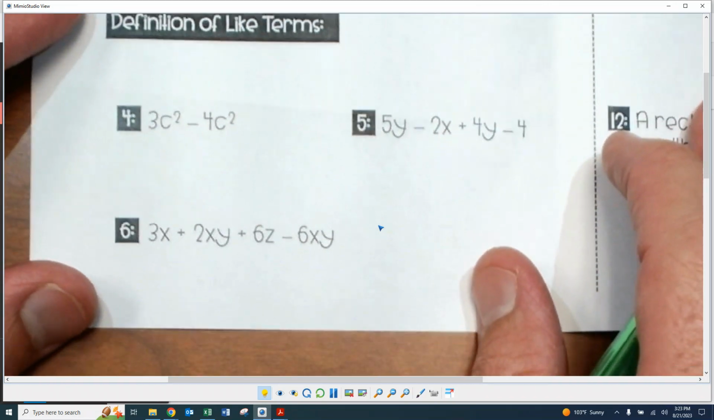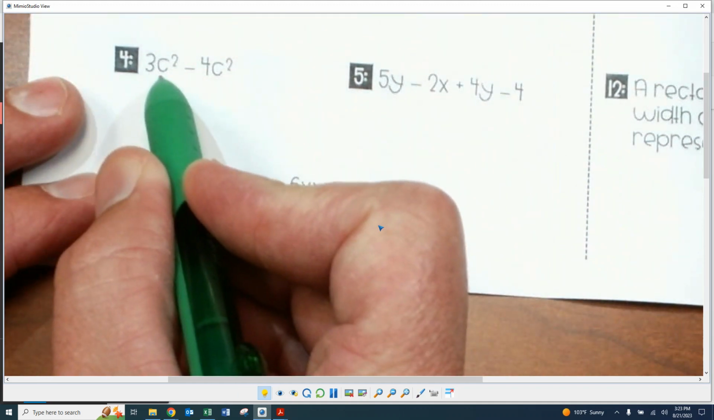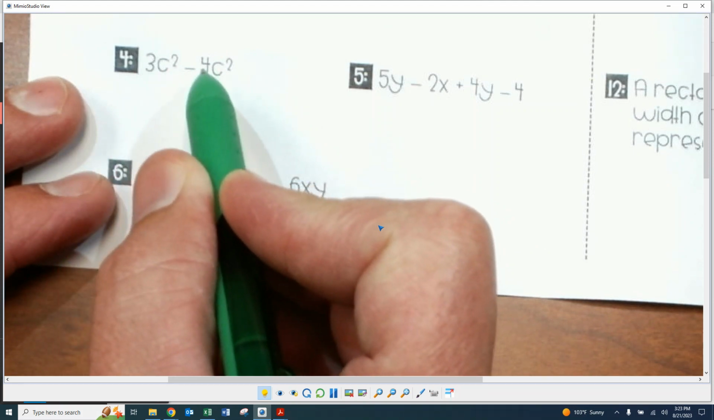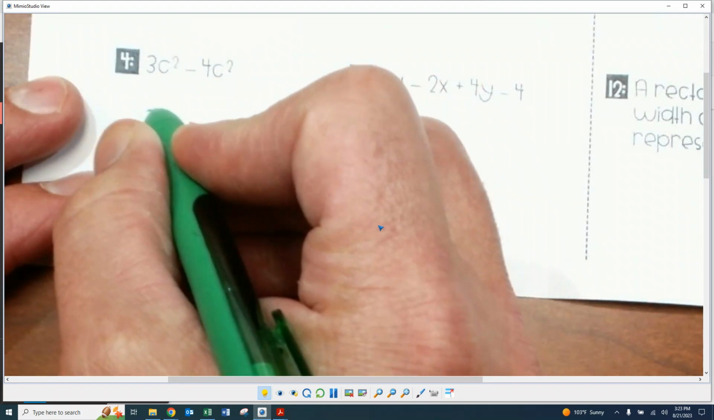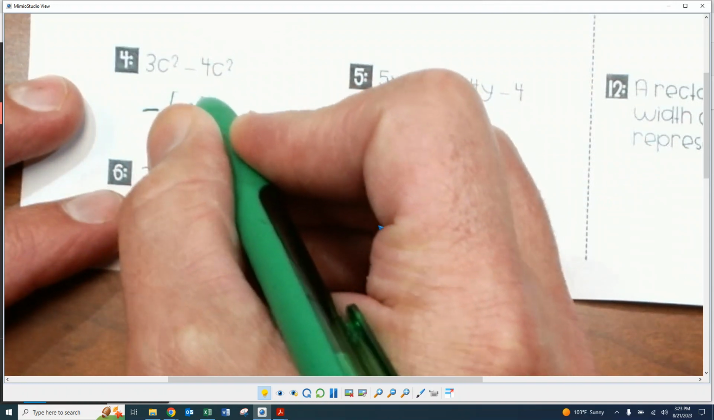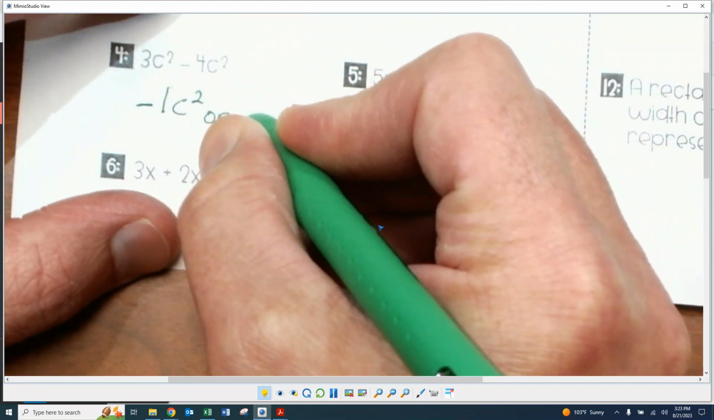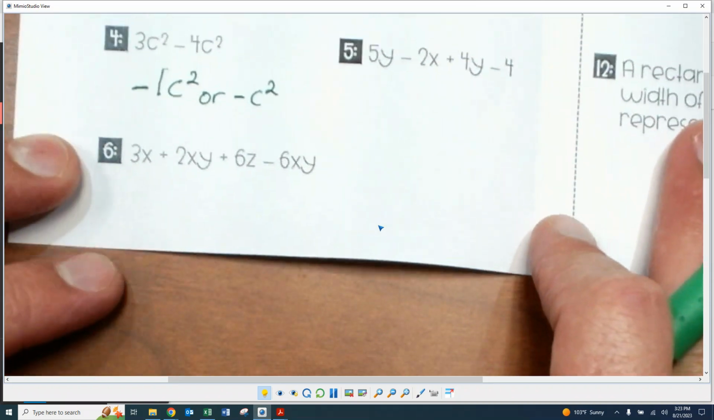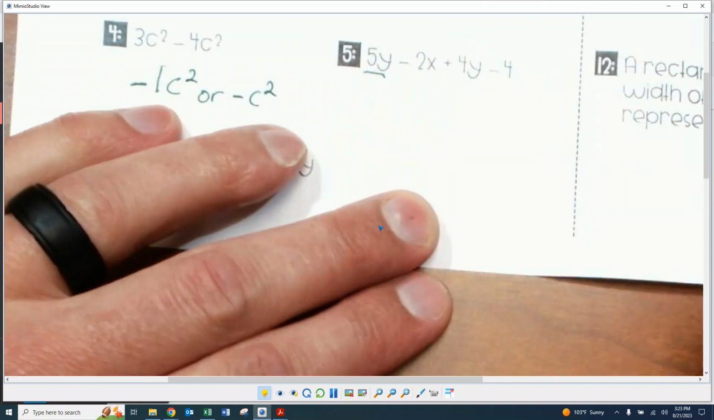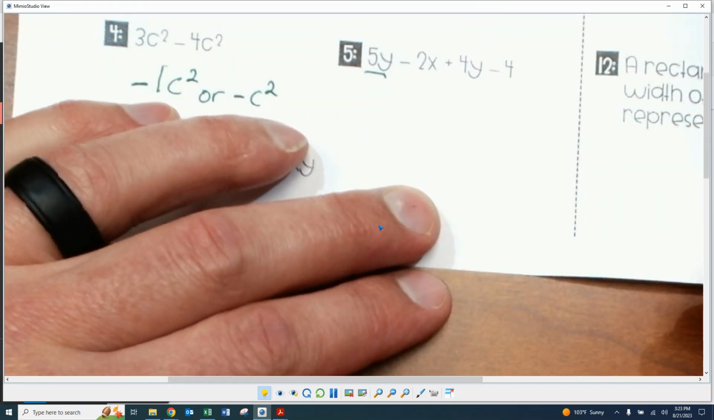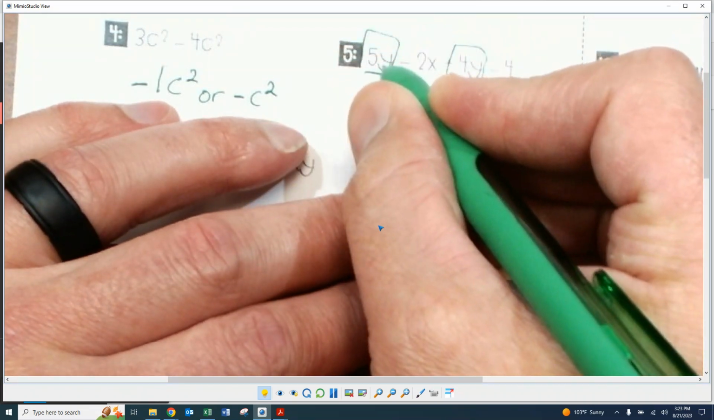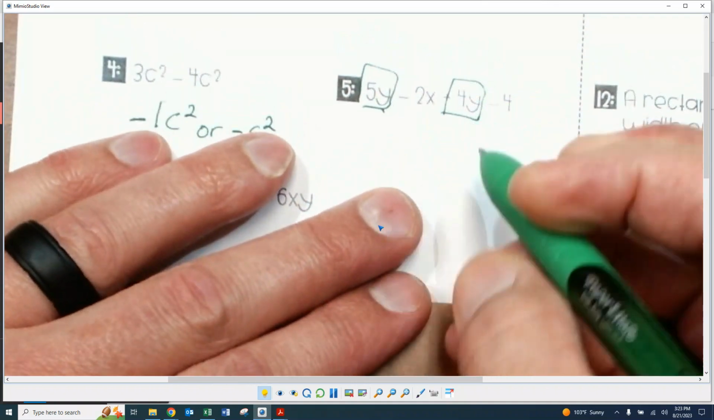So in problem number 4, when we combine like terms, we have 3c squared minus 4c squared. If I have 3 of something and I take 4 away, that leaves me in the negative 1 c squared. Or you could look at this as just negative c squared. That 1 doesn't have to be there. In problem number 5, we have 5y. The only other term that can combine with this 5y is this positive 4y. If I have 5y's and I add 4y's to it, I now have 9y.